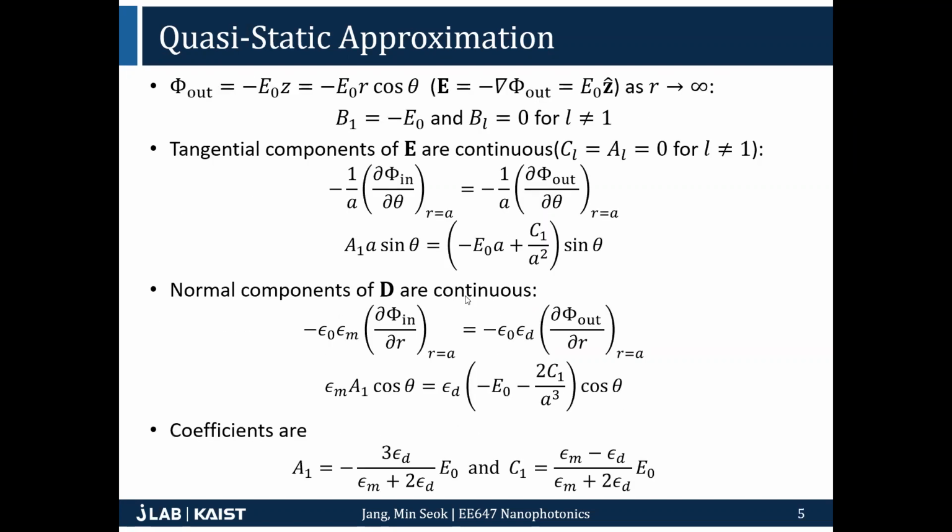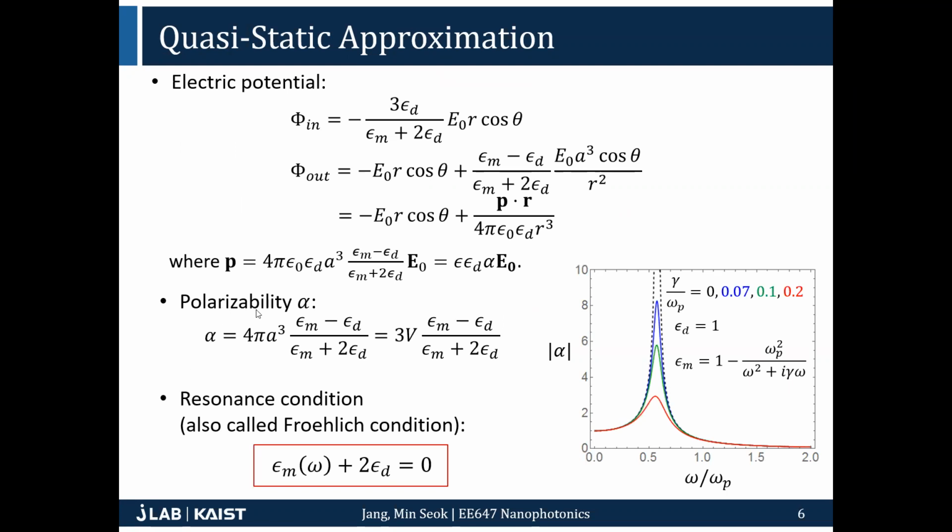Within that electrostatic approximation, what we get for the polarizability of the particle is this equation: alpha, the polarizability, is 3 times the volume of the particle times epsilon m minus epsilon d divided by epsilon m plus 2 epsilon d. And unlike dielectric particles, metallic particles have a negative epsilon, right? So here the denominator can vanish, and the polarizability can diverge if there's no loss. If there's a loss, of course, it has some finite maximum value.